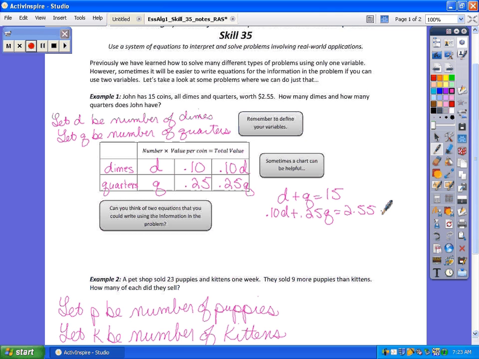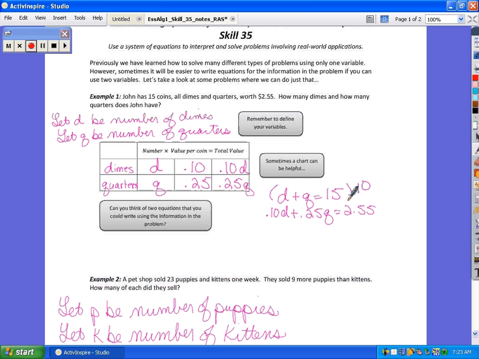Now I'm going to help myself out a little bit. I'm going to use elimination, and I am going to multiply this top equation by 10. So I have 10D plus 10Q equals 150. And I'm also going to multiply this by 100 to get rid of my decimals. So I have 10D plus 25Q equals 255. Now, if I went to add straight down, you'll notice that neither one drops out, but that's okay.